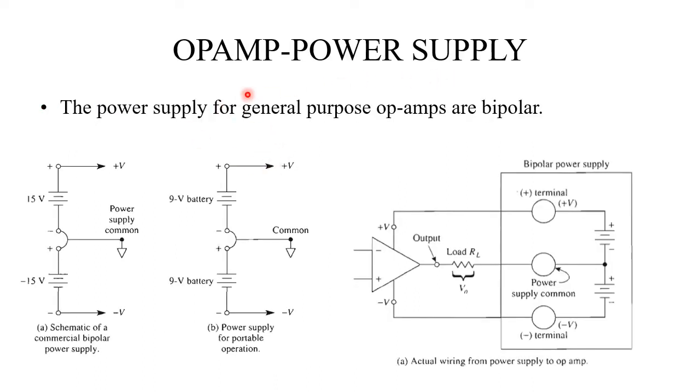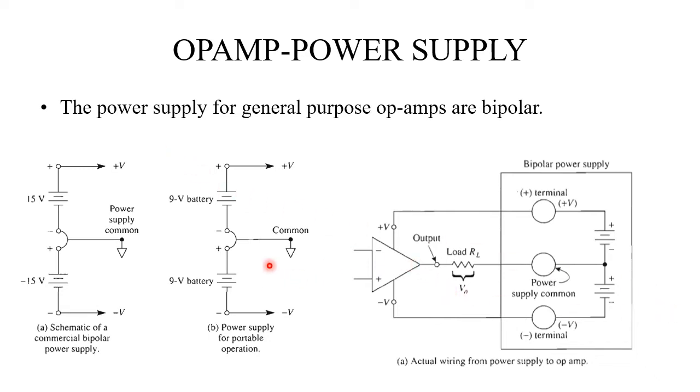Power supply to the operational amplifier. The power supply for the general purpose operational amplifier is a bipolar power supply. So the connection for the bipolar power supply can be like this. If the operational amplifier needs a 15-volt power supply, then it should be connected in series and 3 terminals should be taken out. This is the positive power supply, this is the negative power supply, and this is the common. So in order to give power supply to the operational amplifier, these three terminals are needed.